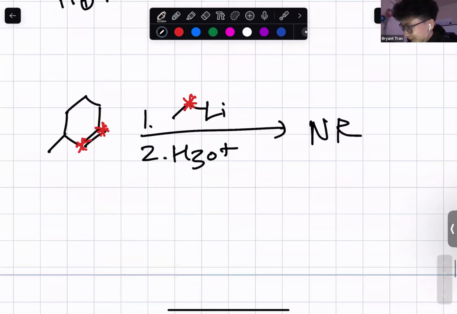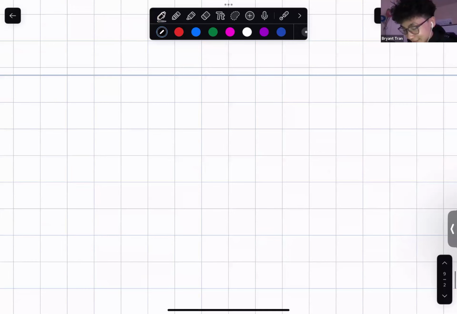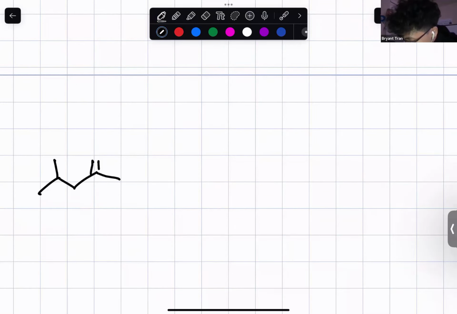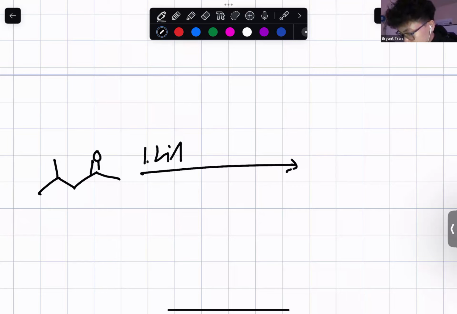Okay, so let's talk about reducing agents with aldehydes and ketones. Let's just say we have this ketone here. It works the exact same way as an aldehyde. The two reducing agents that you're gonna see are LiAlH4 or NaBH4.